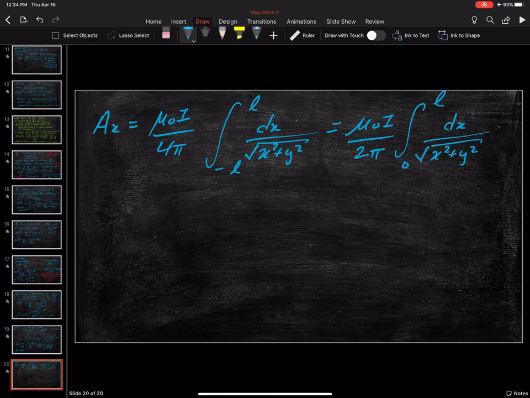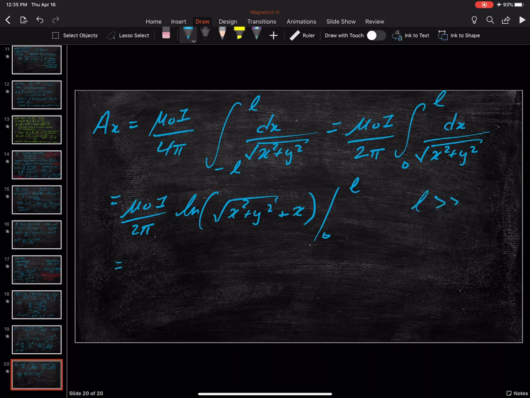Now, you've got to look up the integral, and it turns out to have an expression this way: the natural log of the square root of x squared plus y squared, plus x, from 0 to L. That's the integral. You can look it up. Now, let me just plug in these limits, and again, remembering that L is going to be a whole lot bigger than 1. It's a big number because this is a long wire.